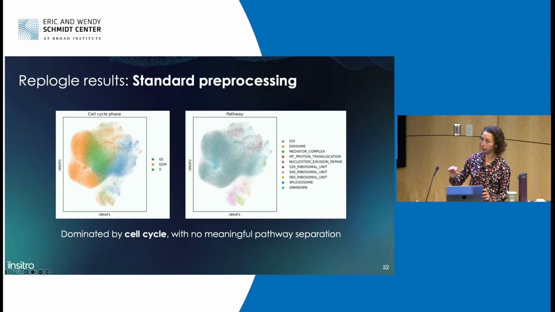And here what we're showing is just a standard omics preprocessing pipeline where we take our RNA counts, normalize them, log transform, PCA, and then UMAP. And what you can see in the embedding space is completely dominated by cell cycle. It's very hard to separate any meaningful genetic pathway information.